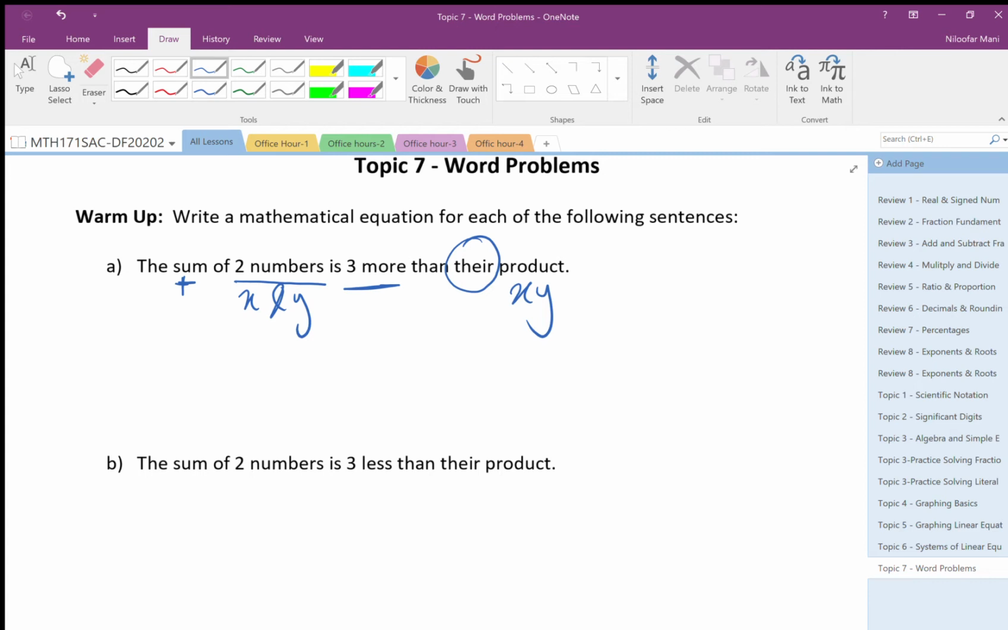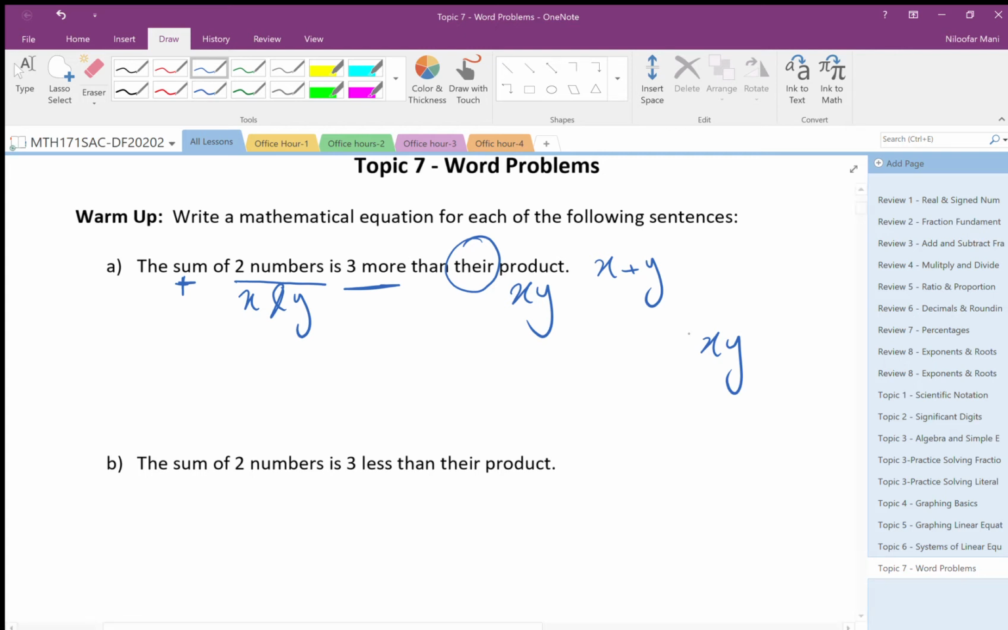And if I say something is 3 more than something else, unconsciously, when I see more, I like to add, but I have to use my hands and say which one is up and which one is down. So the summation is x plus y, and the product is xy. Which one is up? The summation is up because it says 3 more.